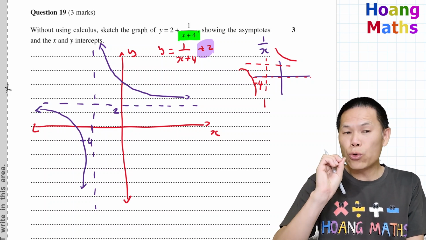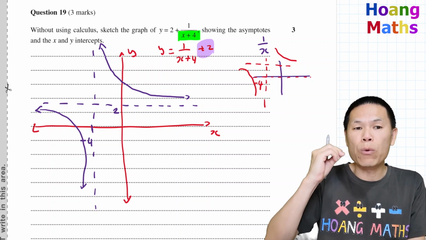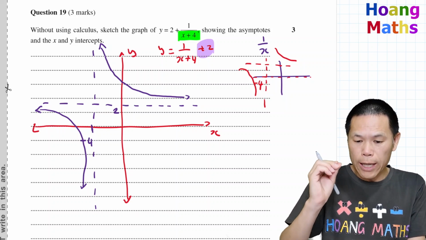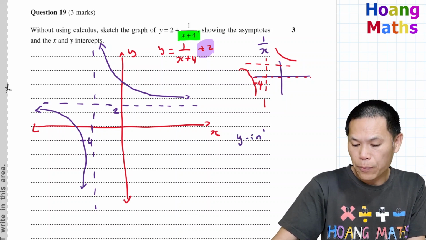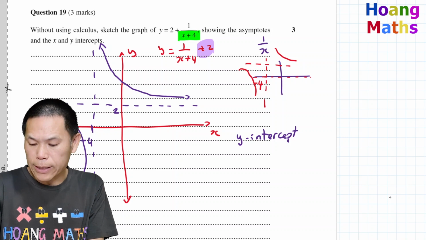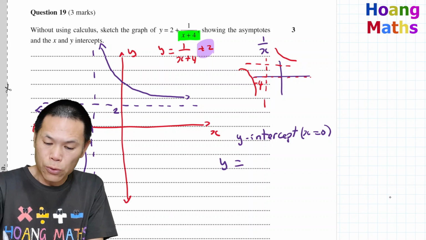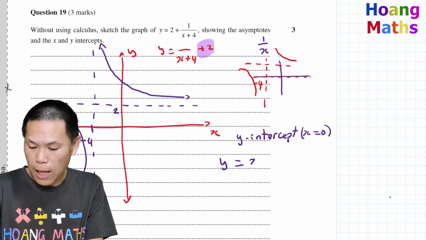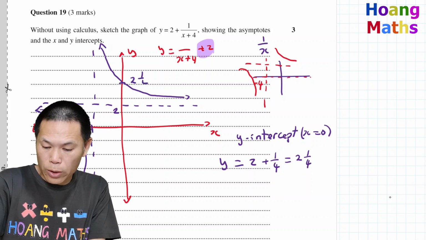So there you go. But we do need to find the x-intercept and y-intercept. To find the x-intercept, this means when y equals 0. To find the y-intercept, that means when x is equal to 0. So let me write down here. For the y-intercept, when x is equal to 0, y is equal to, in this function, x is 0, so that becomes 2 plus a quarter. So that is 2 1/4.